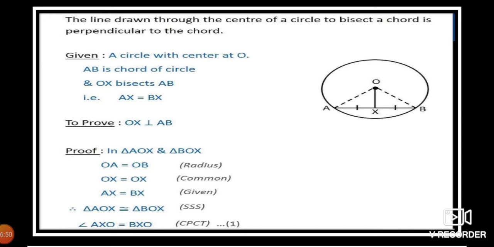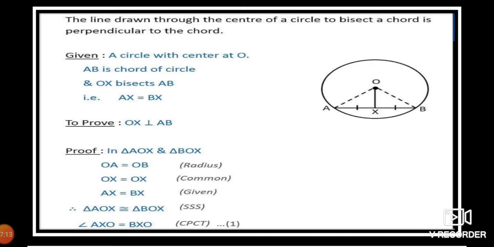AX equals XB. Bisect in the sense of what? Whatever the line is, it divides the chord into exactly half portions. So AX equals XB. Now we want to prove: what do we have to prove? That the line OX is perpendicular to AB. Like that only we have to prove.